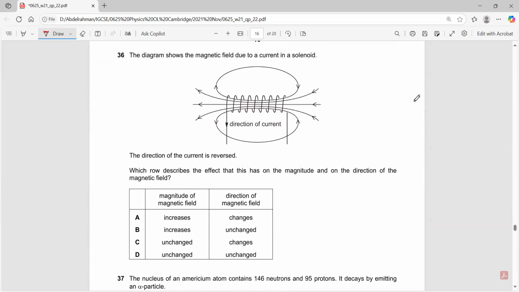Direction of the current is reversed. Which row describes the effect that this has on the magnitude and the direction of the magnetic field? If you only change the direction of the current, what happens to the magnitude? It's unchanged. What about the direction of the magnetic field? It changes as well, right?